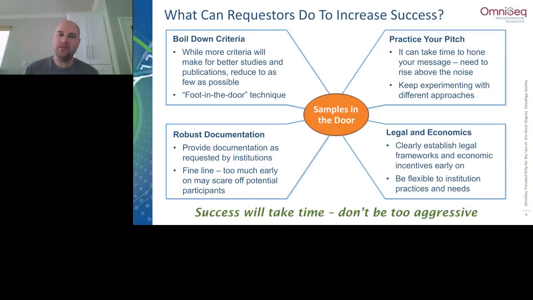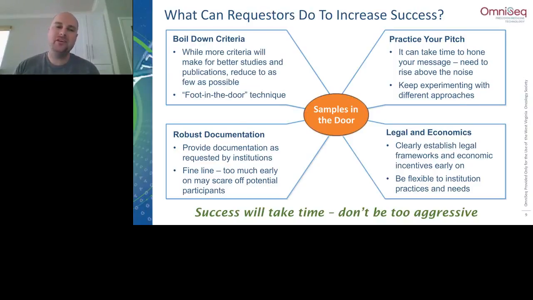Finally, we'll go up to the top right-hand portion of this slide, practicing your pitch. The conversation does take a while to hone. It's best to do a few internal, we'll call them dry runs, of your pitch before you have your first conversation with someone external. With that said, you should really look at your pitch as a living, breathing presentation.